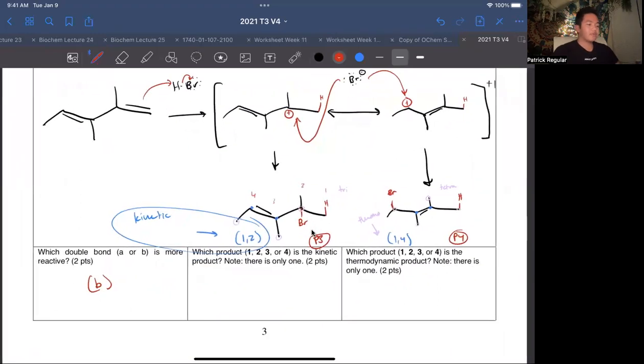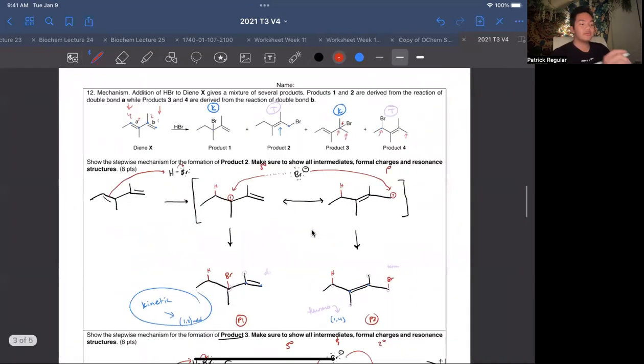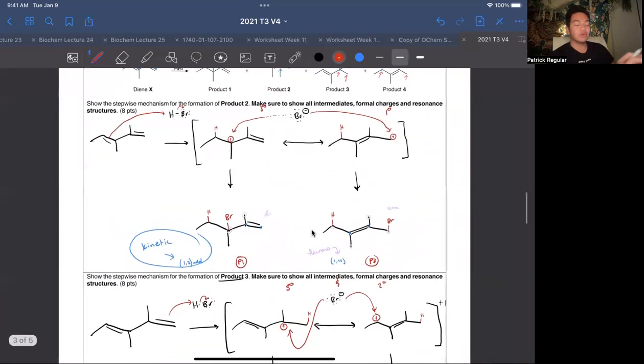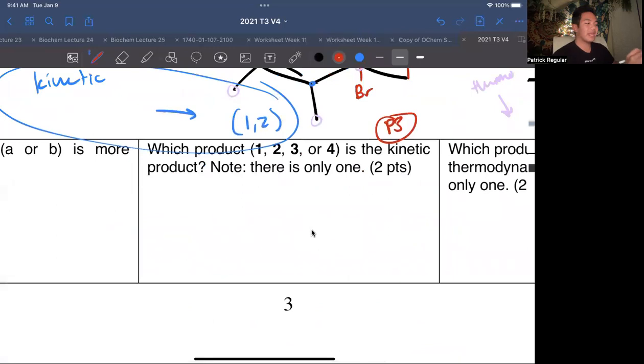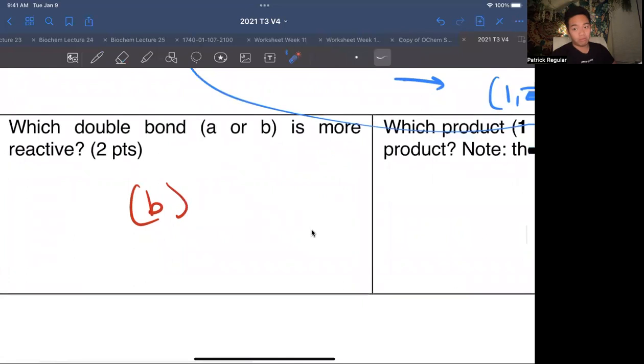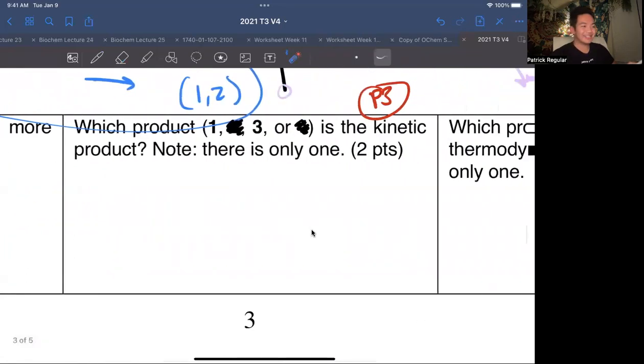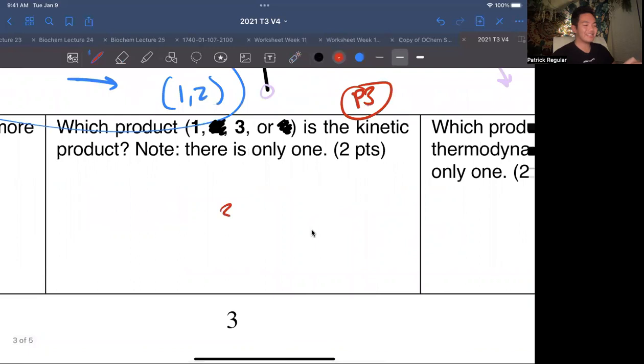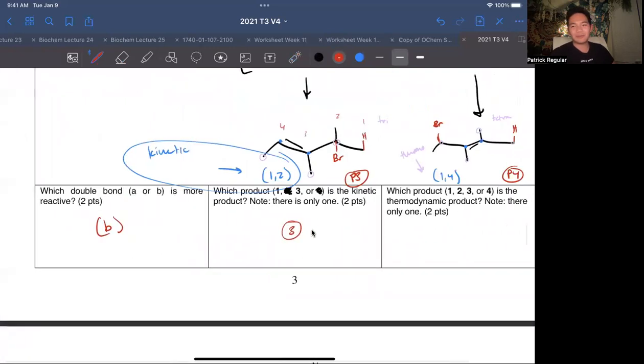You can also look at the substitution pattern. All right. Now, which product 1, 2, 3, 4 is a kinetic product? Note, there's only one. Well, obviously, Dr. Berg, he made the test. There's only one. And you know, from the analysis we did, it's either 1 or 3 because 2 and 4 are thermodynamic products. So it's 1 or 3. Which one is it going to be? Well, I'll give you a hint. Look at that. 3. Because product 3 is derived from the most reactive alkene, B.